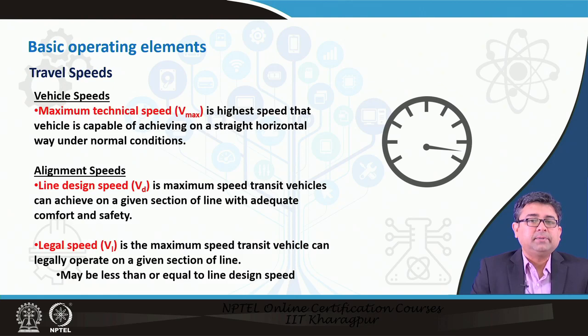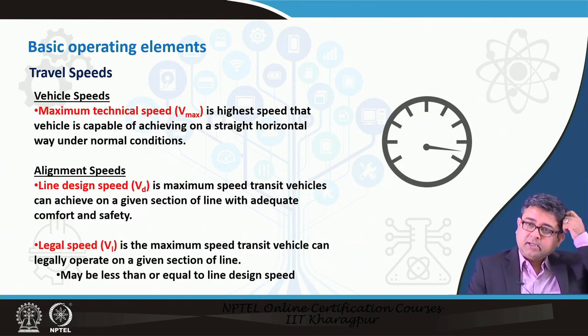Then there is a legal speed, which is the maximum speed transit vehicles can legally operate at a given section of a line. This may be less than or equal to design speed. Just like on the roads, we have speed limit signs which are legally enforced or can be legally enforced. Similarly, there is some legal speed on which the transit vehicles can operate.